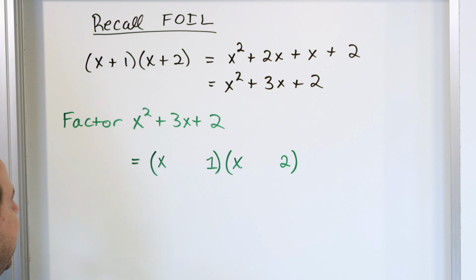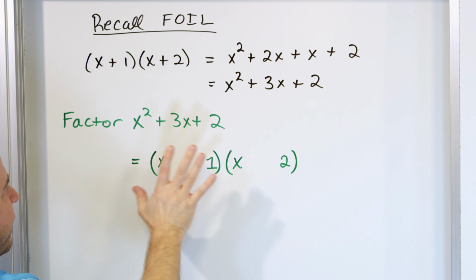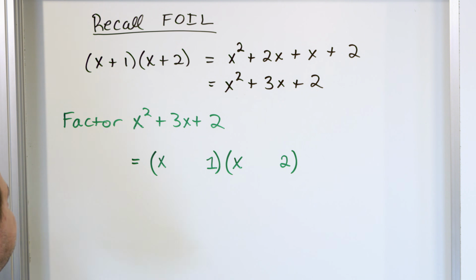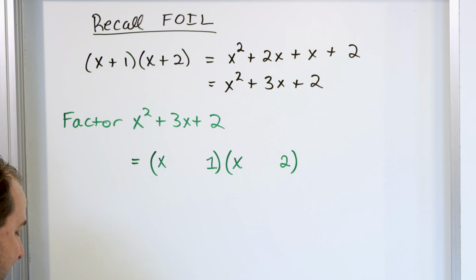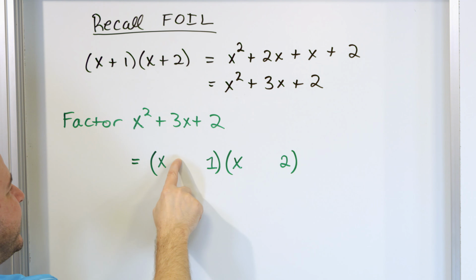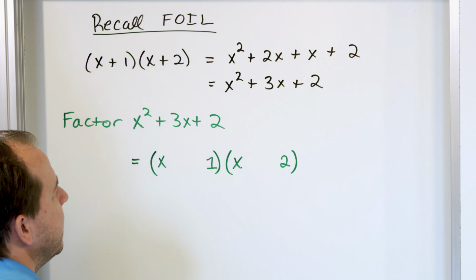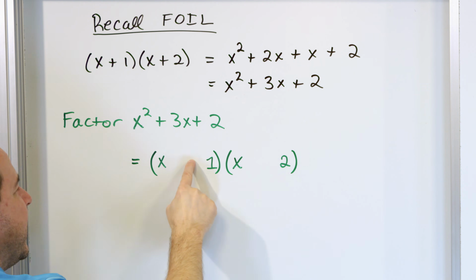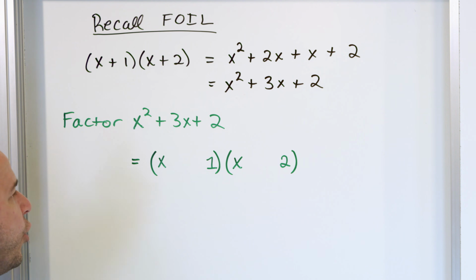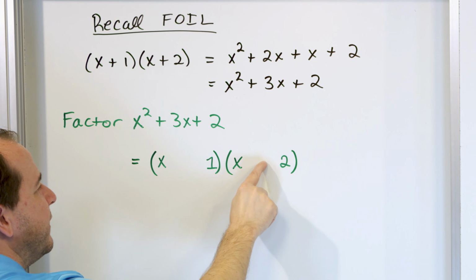So I'm getting close to the answer. You can see it's starting to match the answer, but we have one thing to do. We have to figure out what signs are going to go between these terms. And I have a lot of choices. I could put a plus sign here and a plus sign here. I could put a minus sign here and a minus sign here. I could put a plus sign here and a minus sign over here, or I could put a minus sign here and a plus sign here.